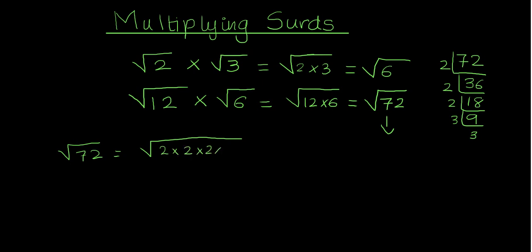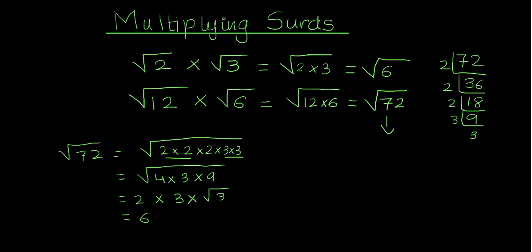Then we can identify the square numbers. That's square root of 4 times 3 times 9, and we can get the square root of 4 out, which is 2. We can get the square root of 9 out, which is 3, and then multiply by the square root of 3, which gives us 6 root 3.